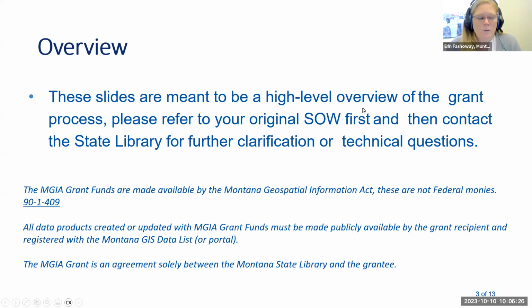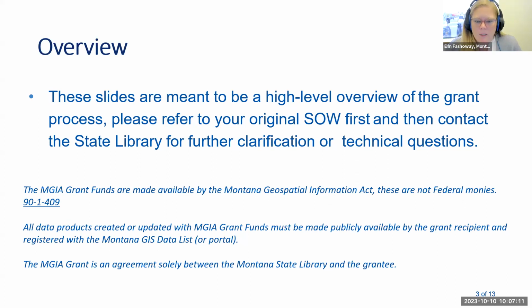This is just a reminder. These slides are a high-level overview of the grant program itself, and it's not meant to replace the statement of work. So we just want you to always be referring to your statement of work when you're working on your grant project. We are able to provide a grant program under the Montana Geospatial Information Act, and I've highlighted some of the references to code here. If you have further questions about the act, like I said earlier, please reach out to me.